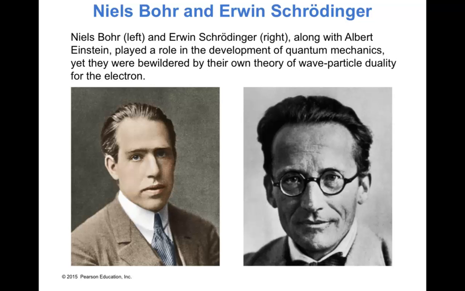Niels Bohr on the left and Erwin Schrödinger on the right, along with Albert Einstein, played a role in the development of quantum mechanics, yet they were bewildered by their own theory of wave-particle duality for the electron. In other words, they said that the electron can behave as a wave as well as a particle. Let's start by talking about the wave behavior, and later we'll talk about the particle behavior.